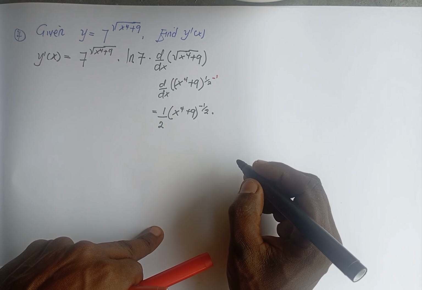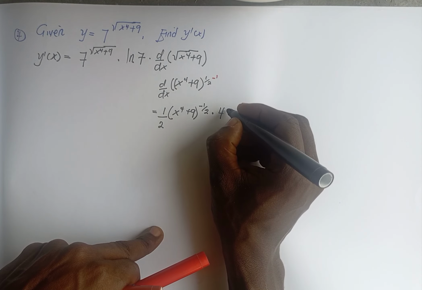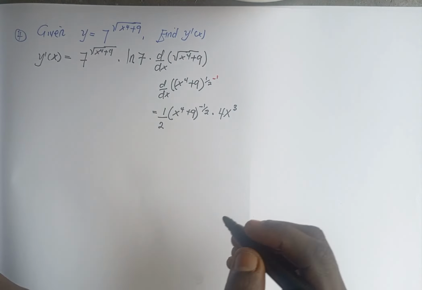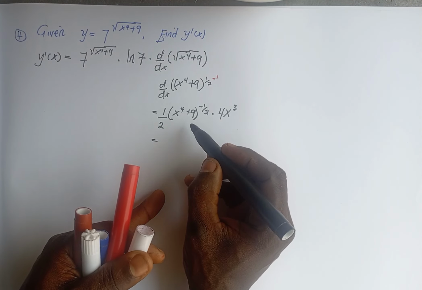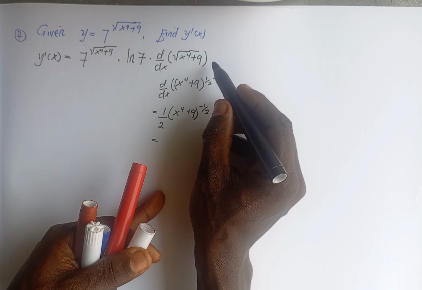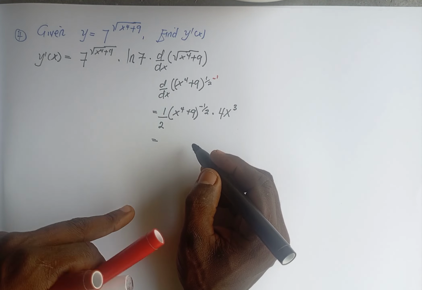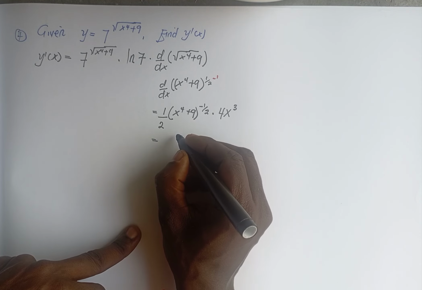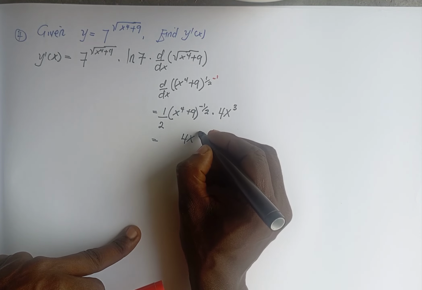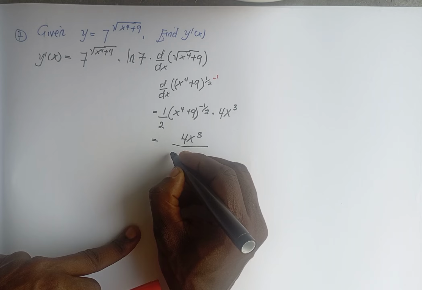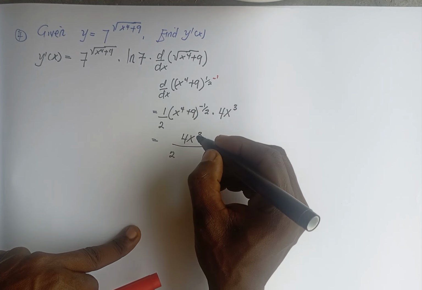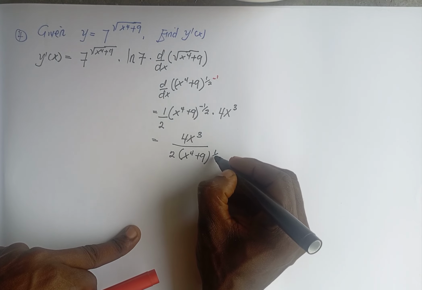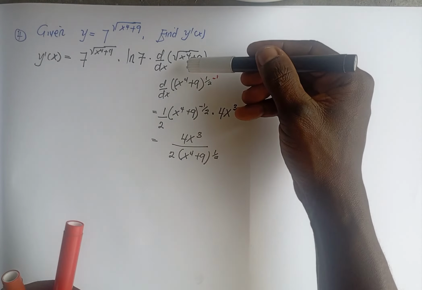So when we differentiate x power 4, we are getting what? 4x power 3. And when we differentiate a constant 9, we are getting what? 0. So we can say that the derivative of this root of x power 4 plus 9, let's simplify it. When you simplify this, we are going to get 4x power 3 all over 2. You know that this can be written in the form of x power 4 plus 9 raised to the power half. Good.